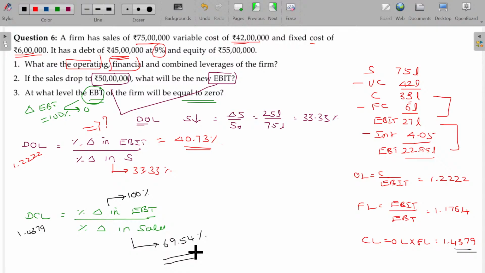So, what is the existing sales? How much you have to reduce? 69.54%. Come on, tell me. 52 lakhs 15,500. So, if the sales decreases so much, new sales being 22,84,500. If the sales being 22 lakhs 84,500, your EBT being zero. Around 70% decrease in sales makes the EBT zero. That's the logic. Is that clear?